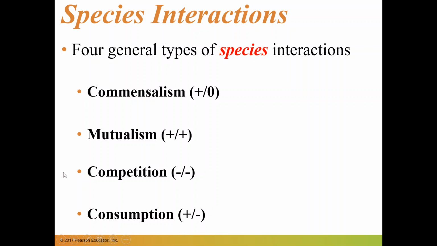So why is competition minus though? So Anthony's asking, is consumption the same as parasitism? Consumption and parasitism. So parasitism is a type of consumption. Okay. So if a mosquito drinks your blood, it's bad for you. You get the minus. Plus for the mosquito. Parasitism is a type of consumption. There's also herbivory and carnivory.